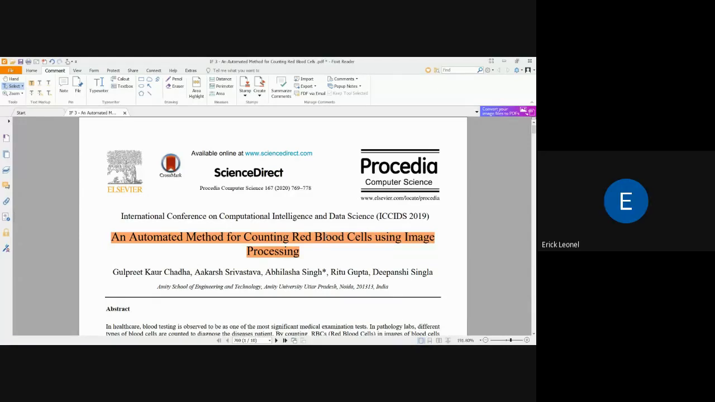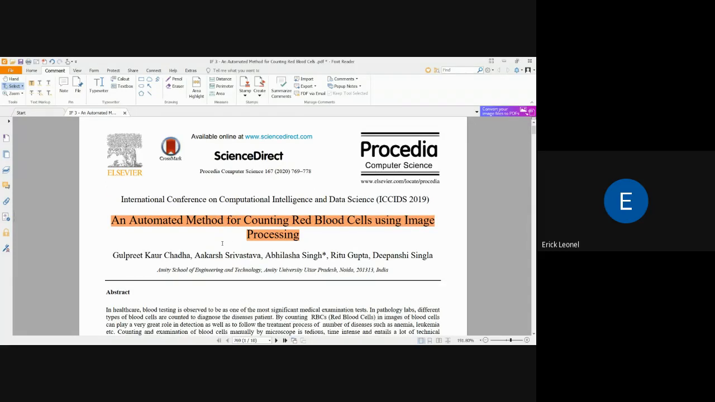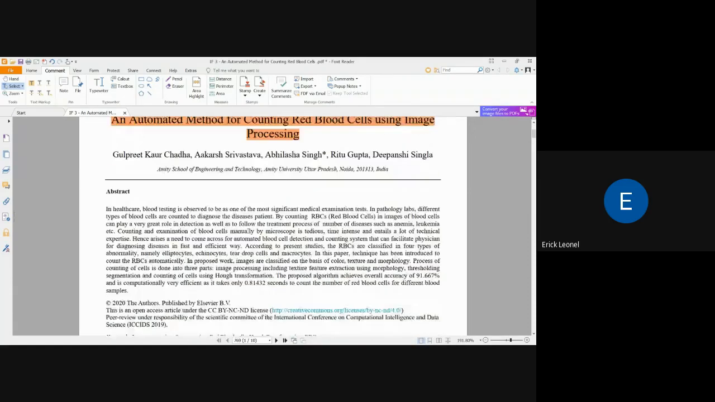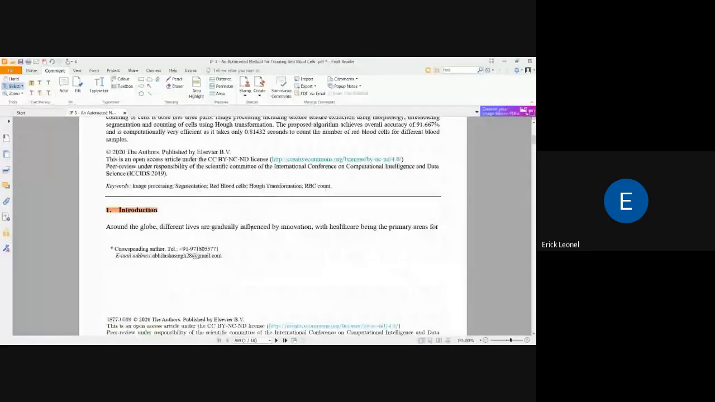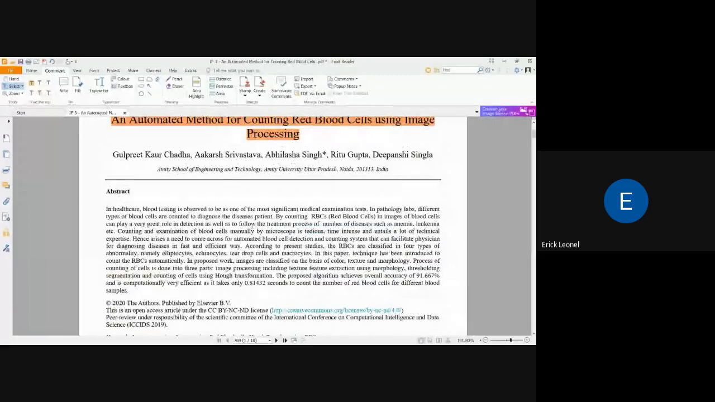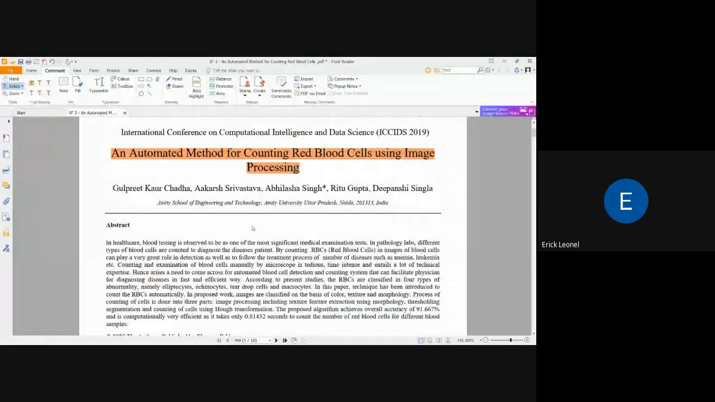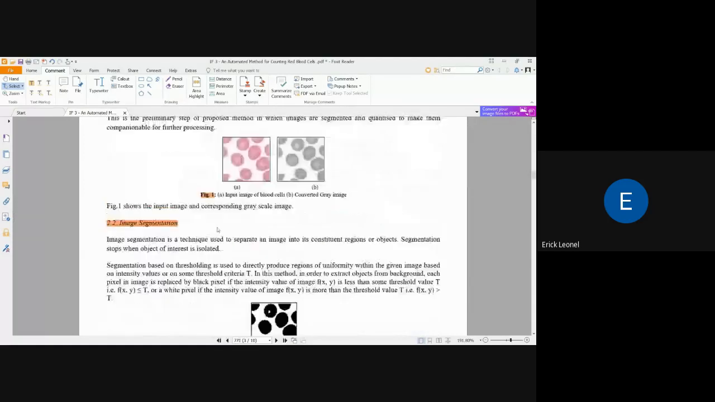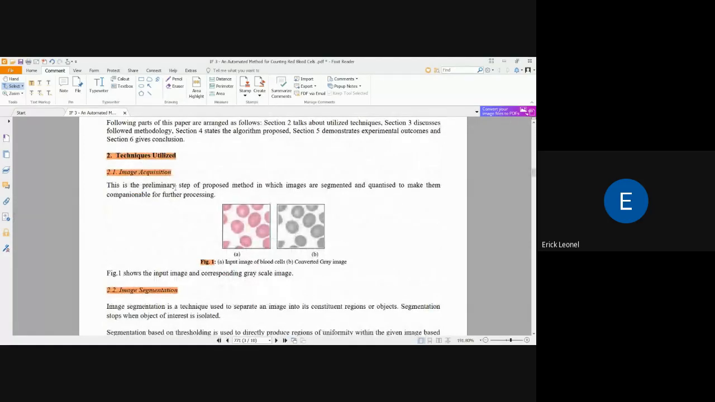Okay, good morning, everyone. Today, I'm going to inform you about an automated method for counting red blood cells using image processing. In this paper, a technique has been introduced to count red blood cells automatically that can help physicians diagnose diseases in a fast and efficient way. Now we're going to talk about the technique utilized.